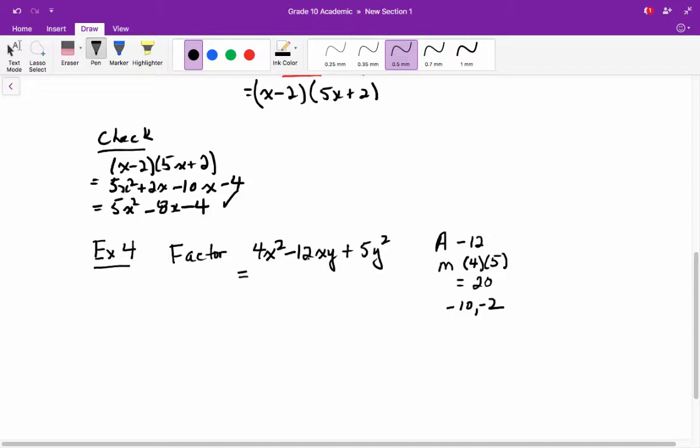So we're going to rewrite that middle term: 4x squared minus 10xy minus 2xy plus 5y squared. And once again, we're going to group the first two. And once again here, because of the minus, we're going to have to change this sign to a minus. So I'm going to erase that and put a minus in here.